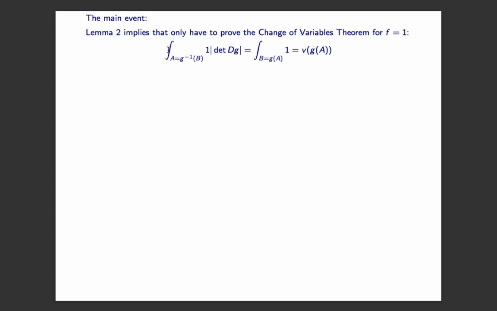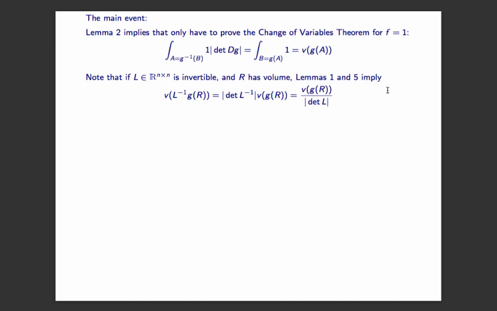In other words, we only need to prove that the integral over A of 1 times the determinant of the derivative of my change of variables is equal to 1 over my change of variables of A, which is of course equal to the volume of my warping of A.